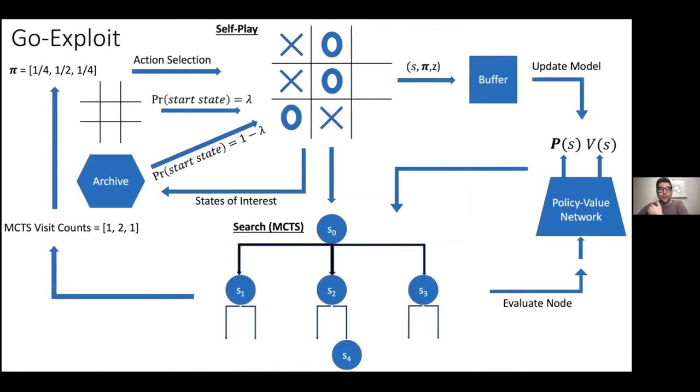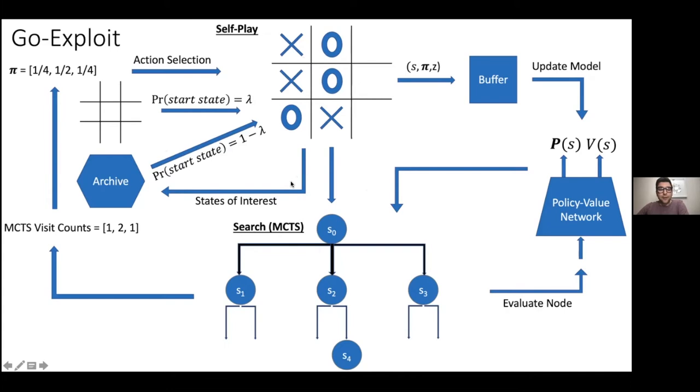We took inspiration from Go Explore in creating Go Exploit by also creating an archive of states of interest. The main difference between Go Exploit and AlphaZero is that AlphaZero always starts its self-play games from the start state of a game and then plays out a complete game. But in Go Exploit, we sample the start state of our self-play trajectories from this archive of states of interest with probability 1 minus lambda, and we start the trajectories from the start state of the game with probability lambda. Then the self-play trajectories carry on just like they would in AlphaZero. A search is performed, which informs the search probabilities pi, and then actions are either sampled or selected based off of the action that was visited the most. Once the policy value network is updated, the newly encountered states of interest that were observed in the previous self-play trajectories are added to the archive so that they can be sampled in later learning steps.